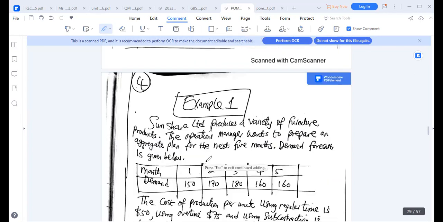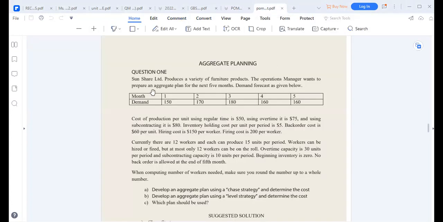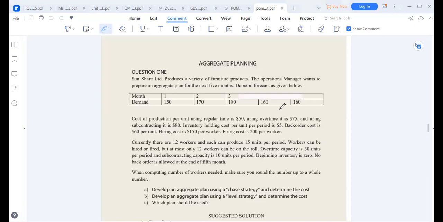Sunshare Limited produces a variety of furniture products. All right. So we can look at this one. Sunshare is coming from the pamphlet. For those of the pamphlet, go through this one so that you understand it thoroughly. So we are simply saying Sunshare produces a variety of furniture products. The operation manager wants to prepare an aggregate plan for the next 5 months. The demand forecast is shown below.